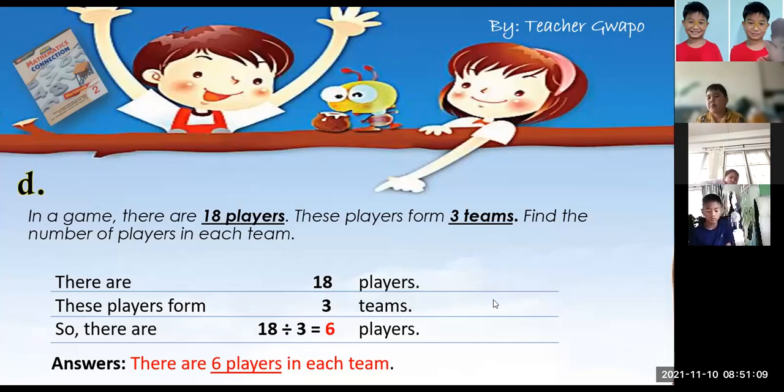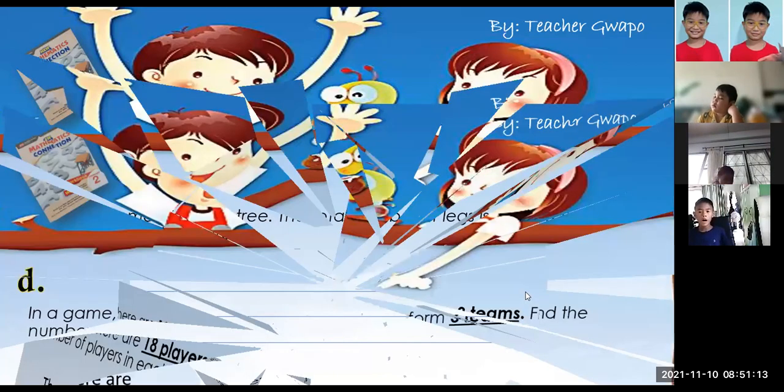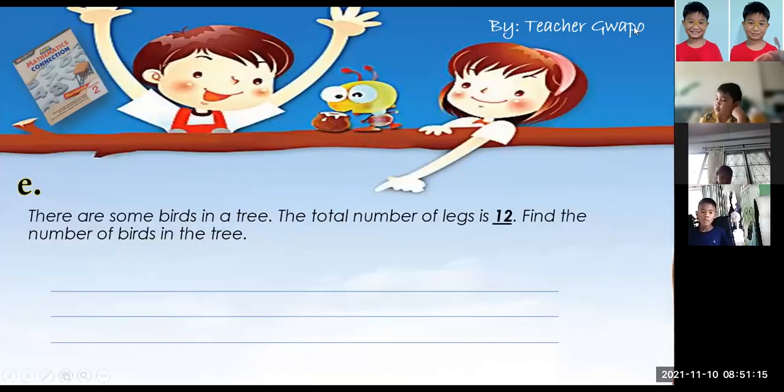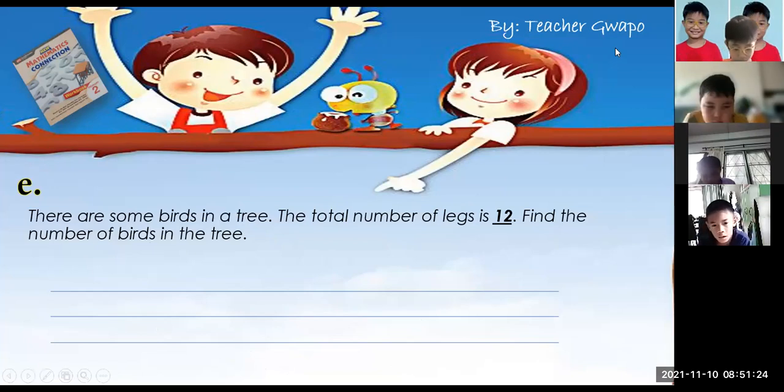Now letter E is very easy, just like this. It says here, let me read again: there are some birds in a tree, and the total number of legs is 12. So we will find the number of birds in the tree. Now, always remember this. Let me ask you this question.